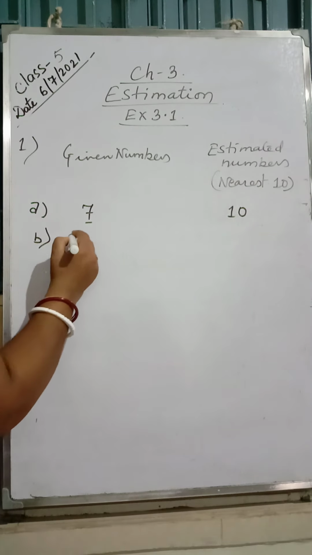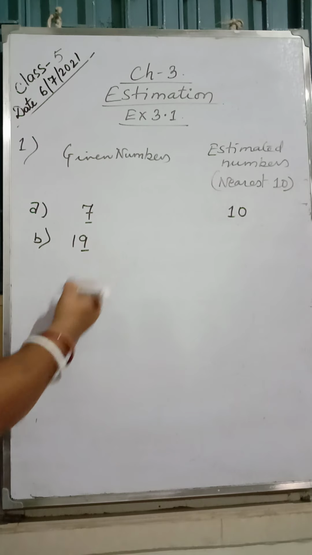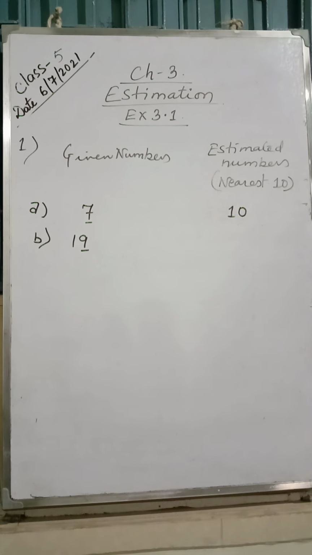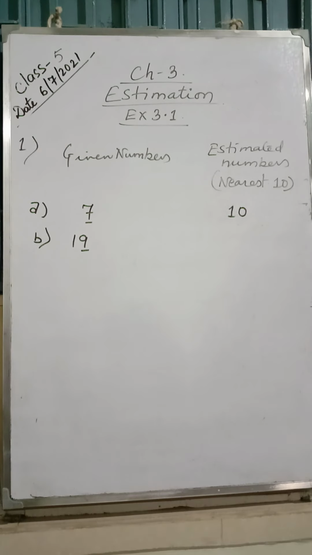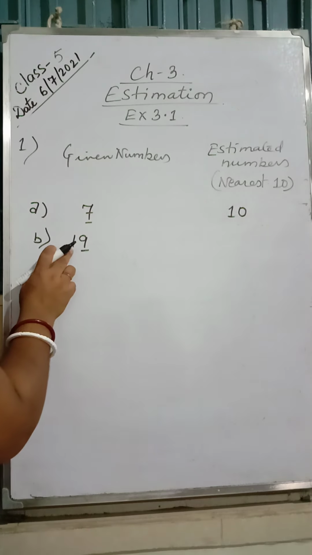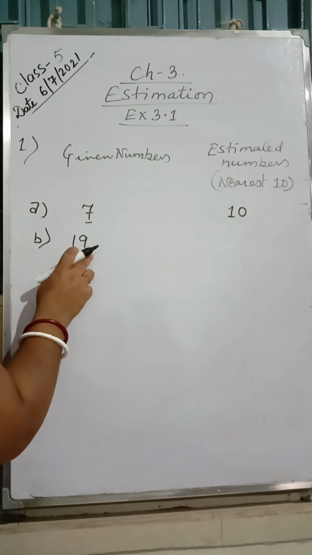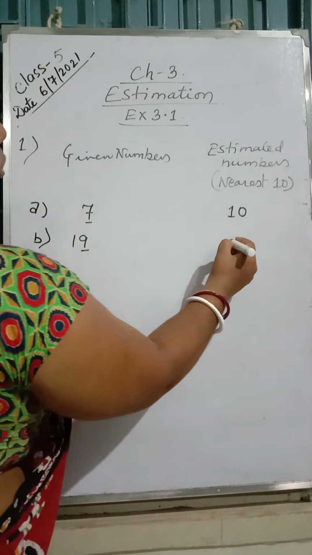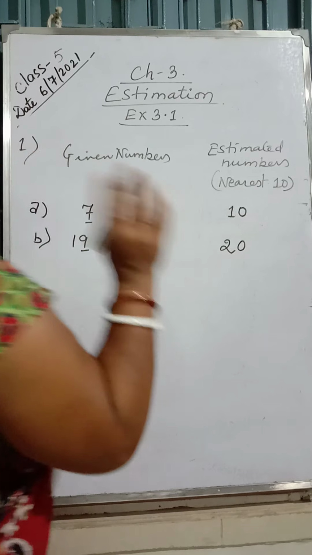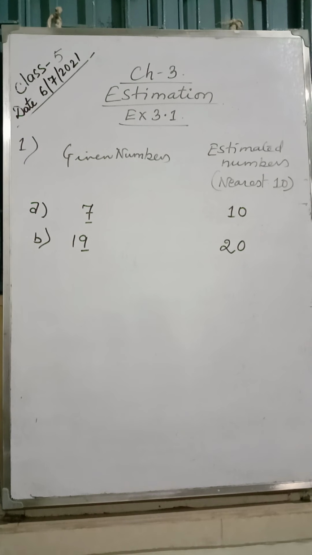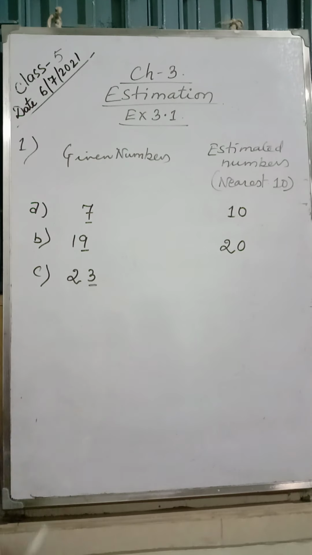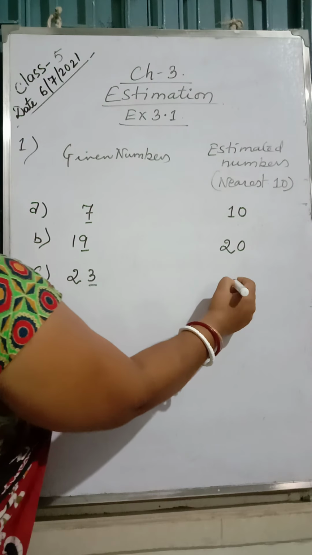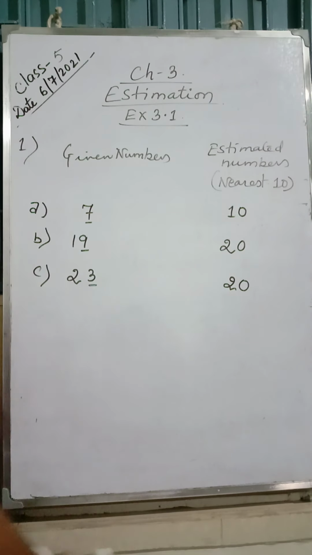Look at number B, 19. Is it more than 5? The digit at one's place is 9. That is more than 5. So what are we going to do? We are going to add 1 to this 1 and write 0 for this 9. So it would be 20. Number C is 23. Digit at one's place is less than 5. So 2 will remain as it is, and for 3 we'll give 0.